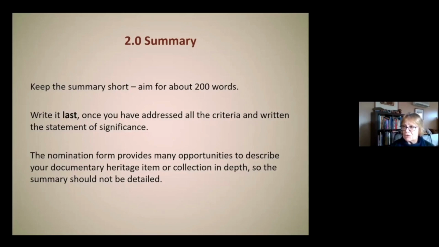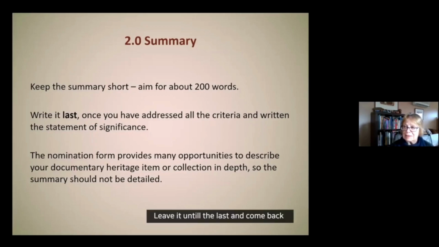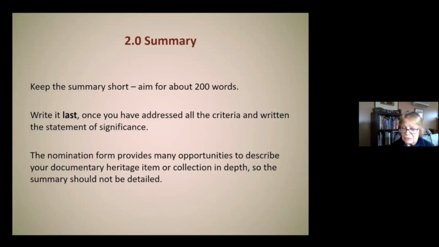And we suggest that you write it last because all the information that you've assembled for the nomination has already been written about. You've got everything clear in your mind. So the most important points are what goes in the summary. So it's always a good idea to leave that bit until the last and then come back to it once you have done everything else.